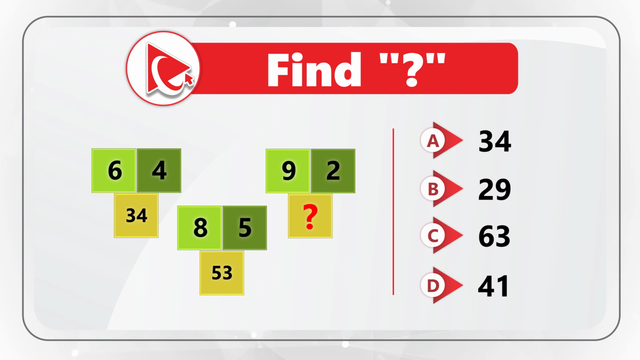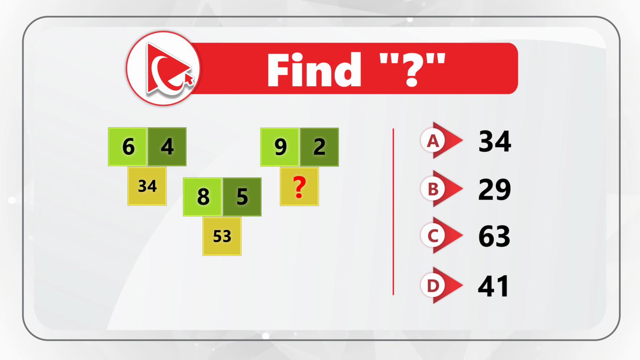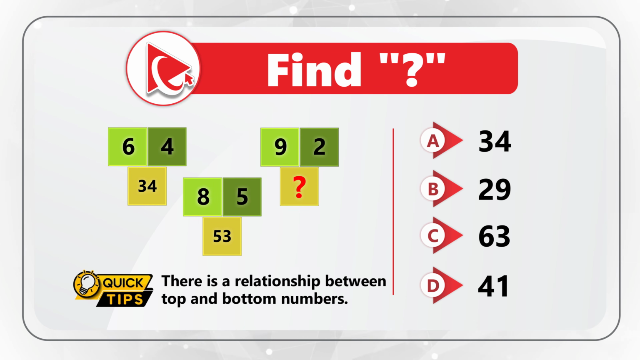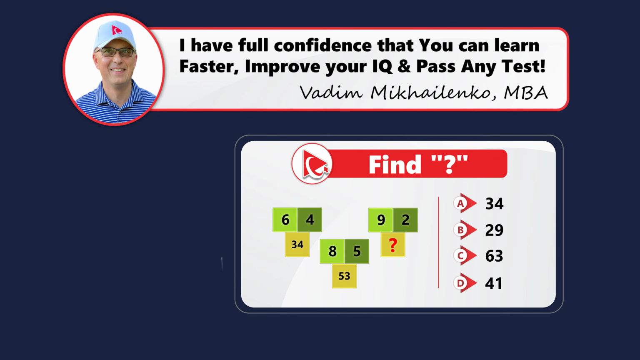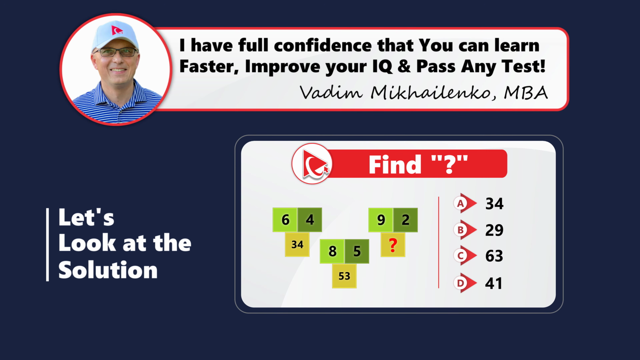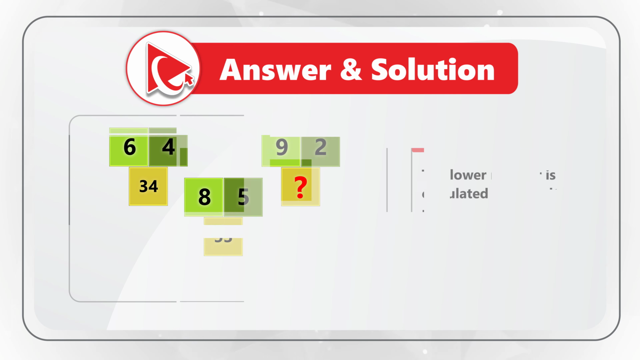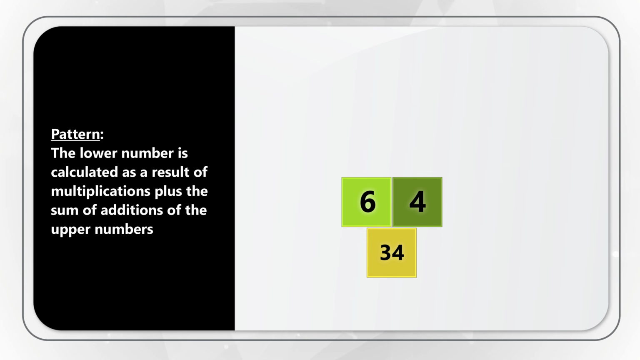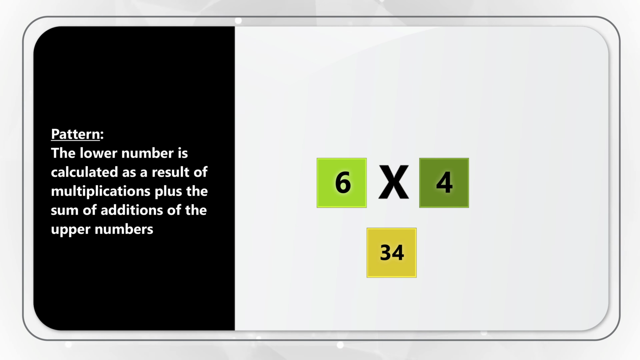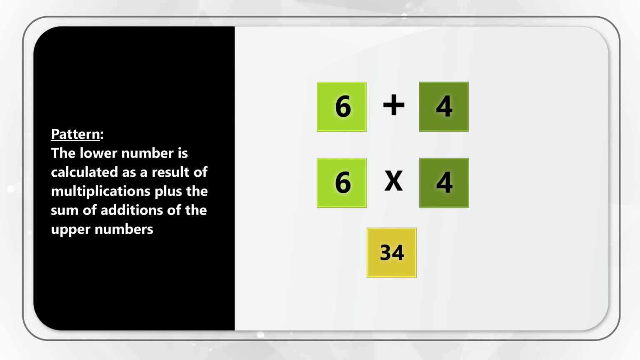Take a close look to see if you can complete the calculations. I'm going to give you a quick hint. See if there's a relationship between the top 2 numbers and the bottom number. But this is about as much as I'm gonna give you, because I'm moving forward to share with you my version of the solution. And obviously, if you have a better way to solve it, please make sure to post in comments. I think there is a very interesting and unusual pattern here between the top 2 numbers and the bottom number. In fact, the lower number is calculated as a result of multiplications plus the sum of additions of the upper numbers. Let's look at the example.